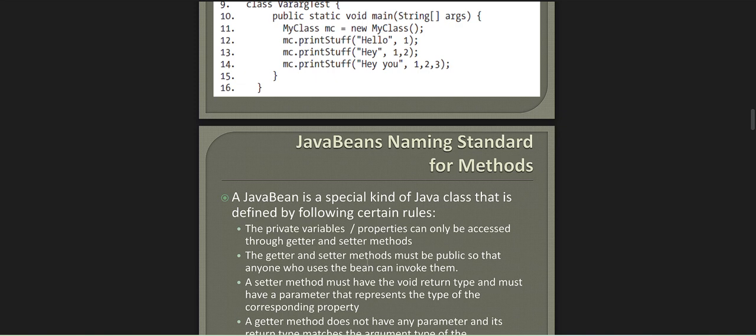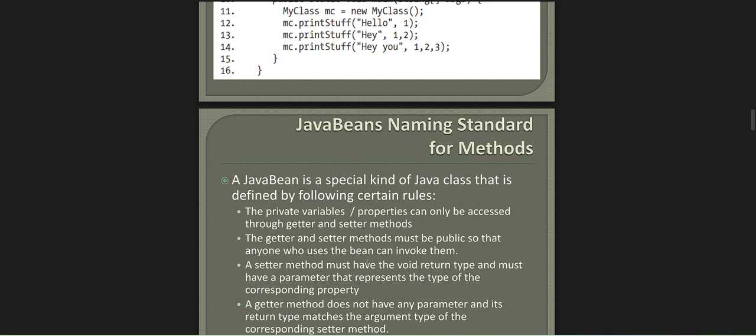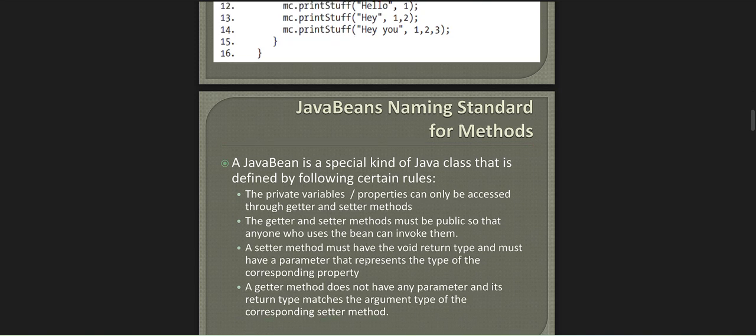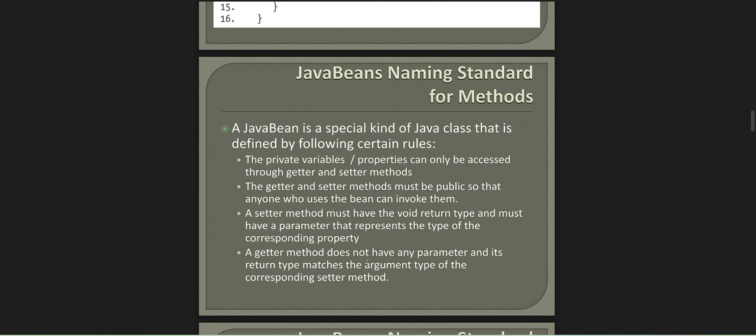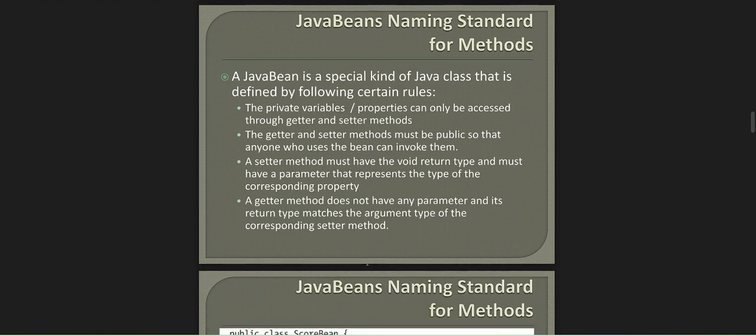Java beans naming standard. A standard Java bean is a special kind of Java class that is defined by certain rules: private variable properties can only be accessed through getter and setter methods. The getter and setter methods must be public so that anyone who uses the bean can invoke them. A setter method must have a void return type and must have a parameter that represents the type of the corresponding property. The getter method does not have any parameter and its return type matches the argument type.